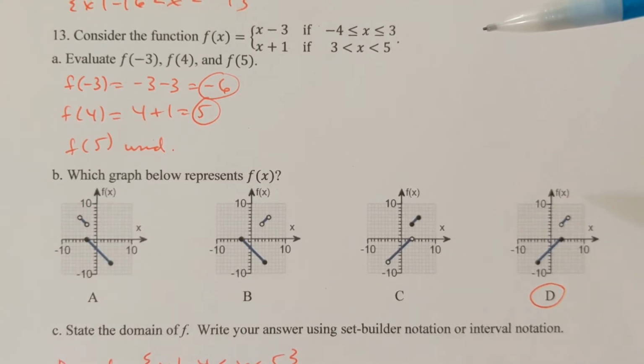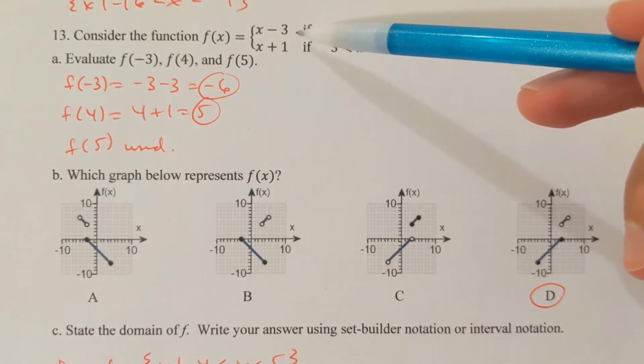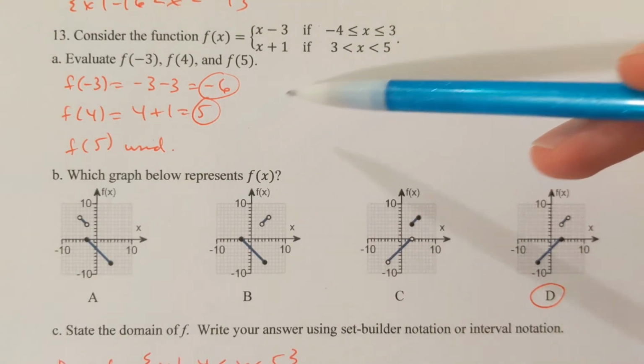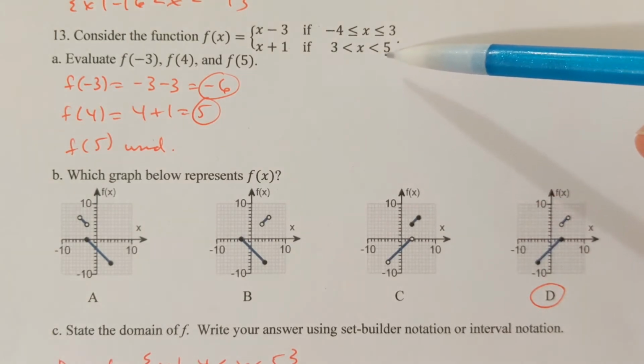Okay, problem 13, consider the function f of x equals x minus 3 if x is between negative 4 and 3, including those numbers, and then x plus 1 if x is between 3 and 5. Evaluate f of negative 3, f of 4, and f of 5. All right, f of negative 3, negative 3 minus 3 is negative 6. I'm using piece 1. f of 4, I'm using piece 2. 4 plus 1 is 5. f of 5 is undefined, so I'm not including 5.